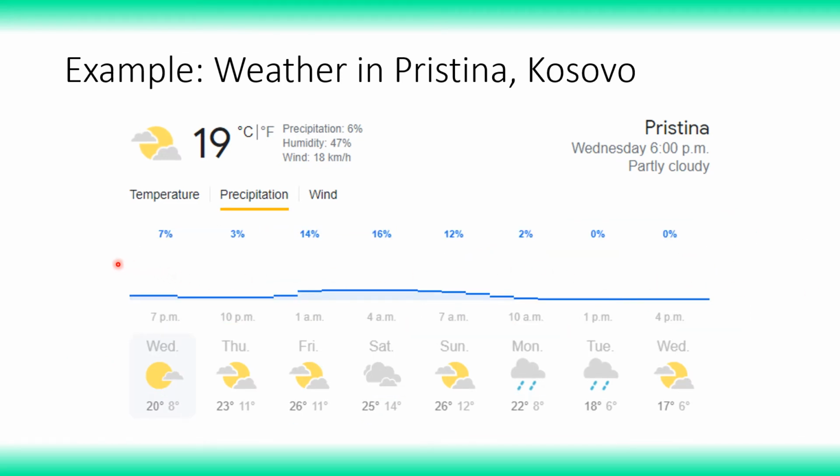So here's another example. This is the precipitation tab. We can see that the chances of precipitation don't change a ton over the next several hours, but they do change a little bit. This just happens to be, I guess, a day where there's not very much rain expected in Pristina, so it's not necessarily the best example of this.